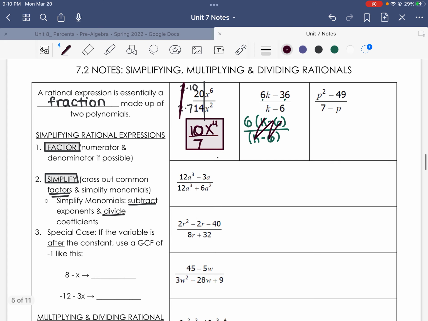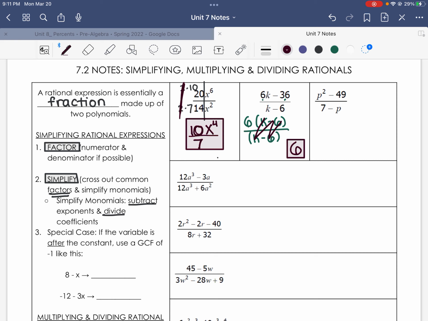And my answer, guys, is just 6. How cool is that? That's the whole goal today. Get something on top that's also on bottom and cross it out. Period. That's going to happen on every problem. If it doesn't, you've done something wrong.